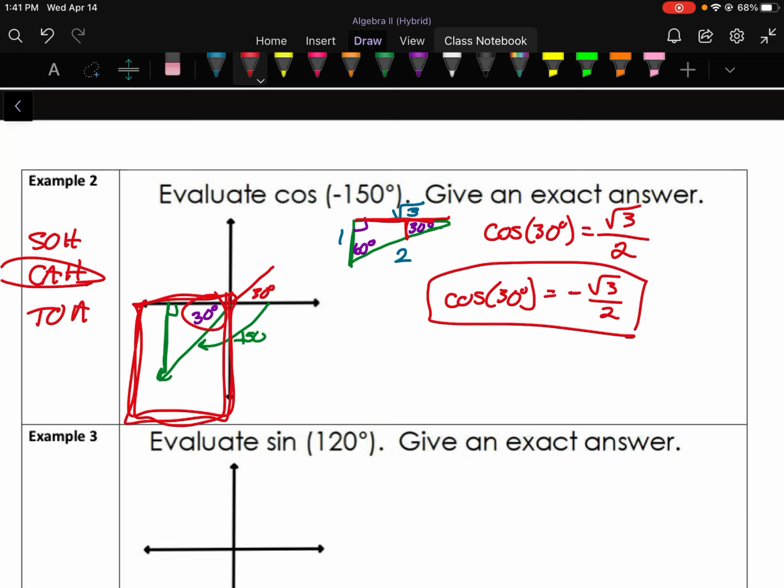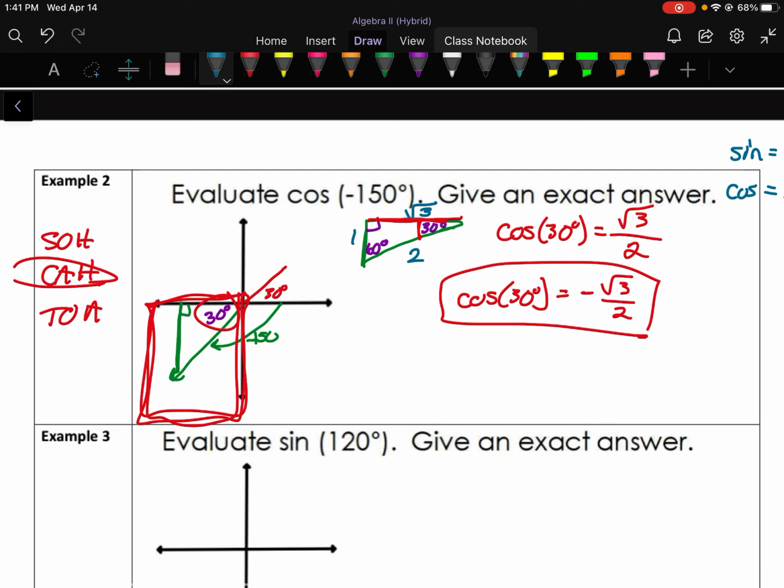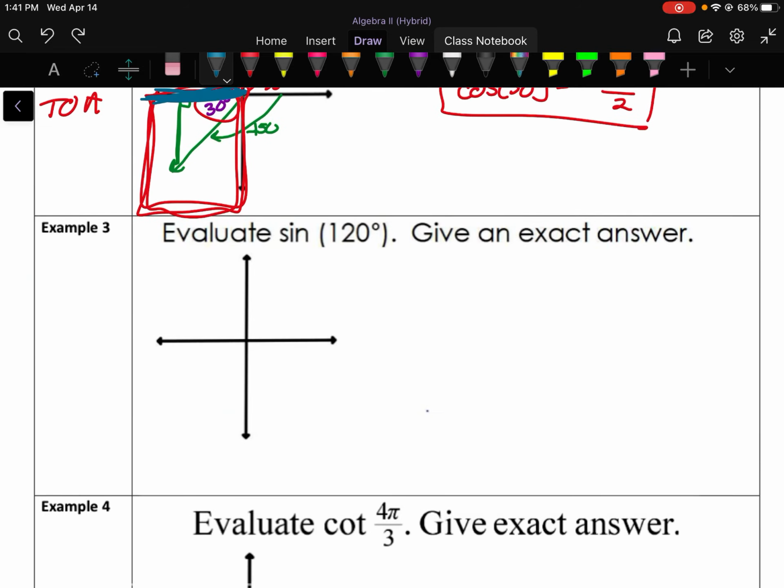Another way you can kind of think of that is, sine always involves the y-axis or the y values. Cosine involves your x-axis or your x values. So you look back here, here's where your x-axis is negative, so cosine is negative. So that would be the exact answer we're looking for, not a decimal.